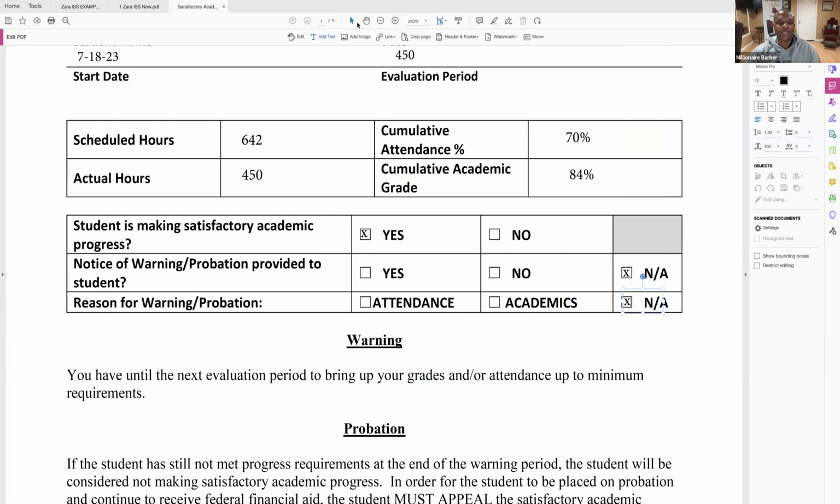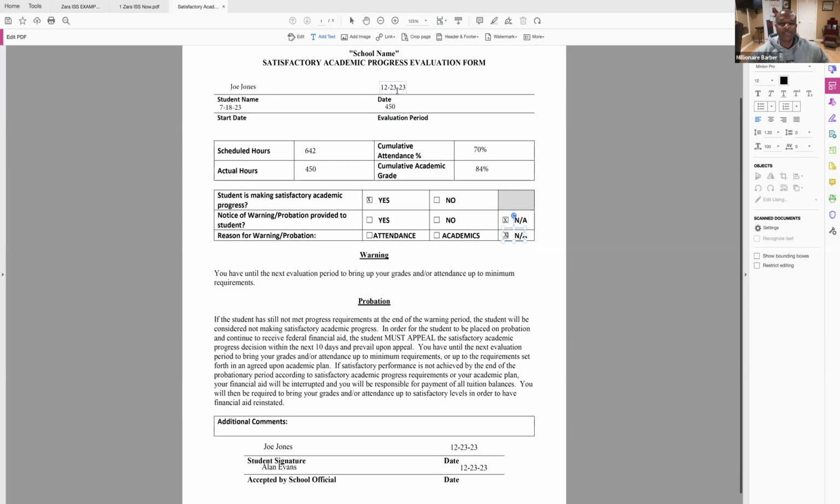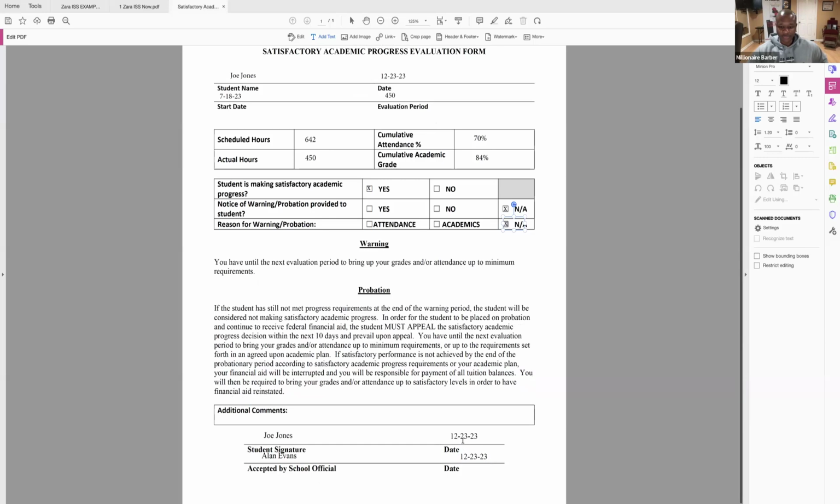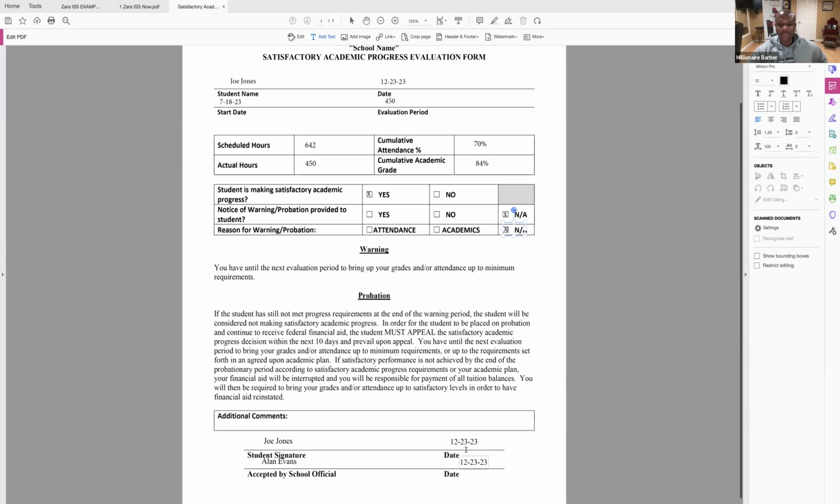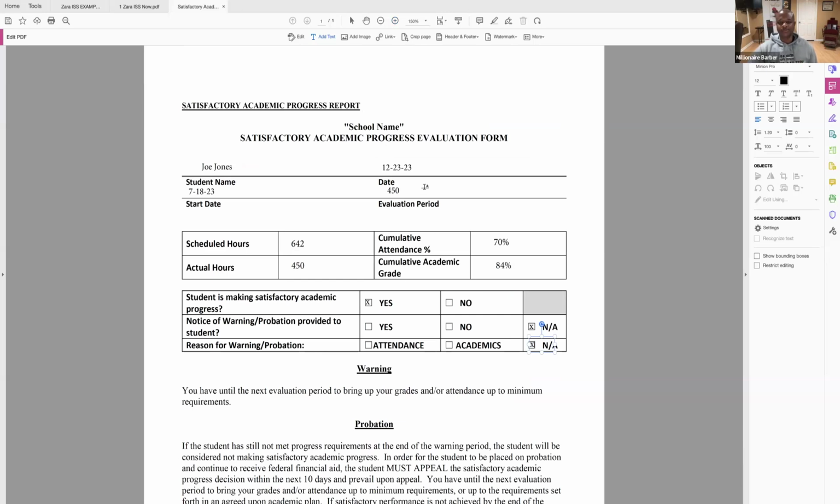So now, let's look at this sheet. The student's name, the date they were evaluated, the start date. Now I want to share this with you and listen very closely. The date that they were evaluated was 12/23, correct? Okay, now we know we have to do another evaluation for this student at 900 hours, don't we?